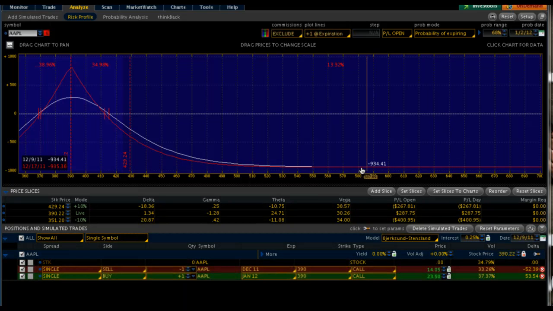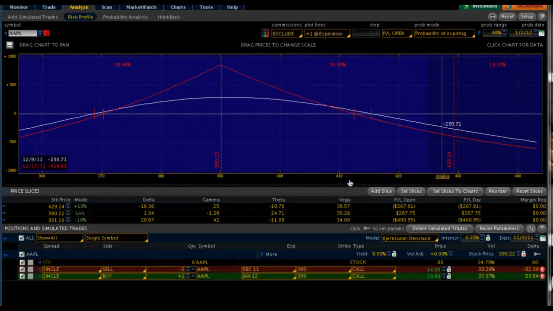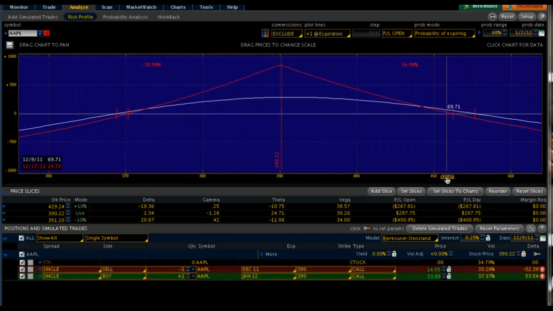That's my max loss. However, if you look at this and we're a week to expiration, your break-even point is right here. So Apple would have to go down below $370 for you to start losing money. And Apple would have to be trading above $415 for you to lose money. Okay? And this is for the December expiration.